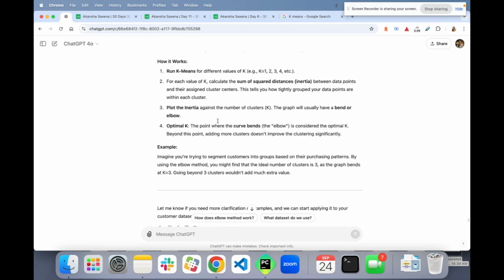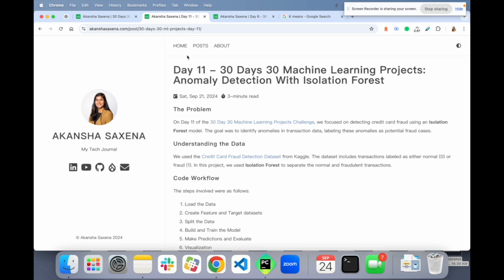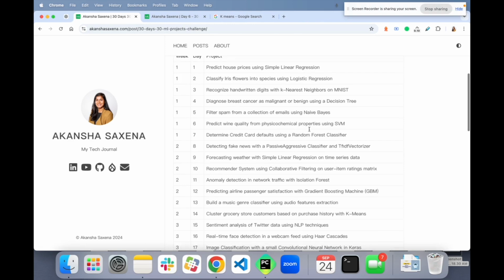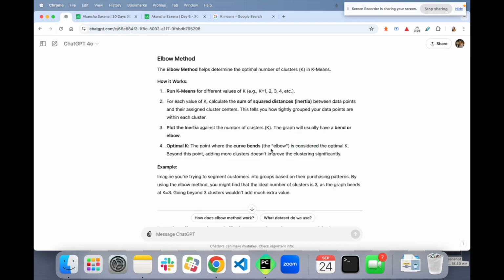Understood. How does it work? Run K-means for different values of K: 1, 2, 3, 4, 5. So we are going to run this K-means algorithm for different values of K. For each value of K, calculate the sum of the squared distances, the inertia, between data points and their assigned cluster centers. This tells you how tightly grouped your data points are within each cluster. Okay. Plot the inertia against the number of clusters. The graph will usually have a bend or elbow. The point where the curve bends is considered the optimal K. Beyond this point, adding more clusters doesn't improve the clustering significantly.